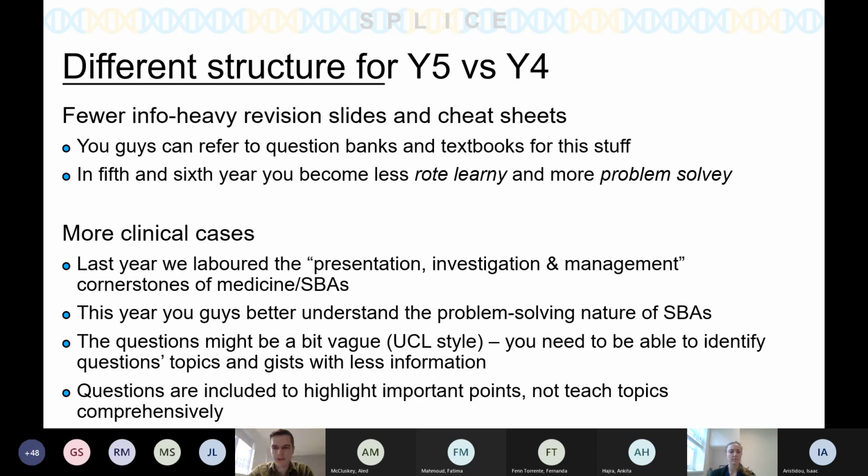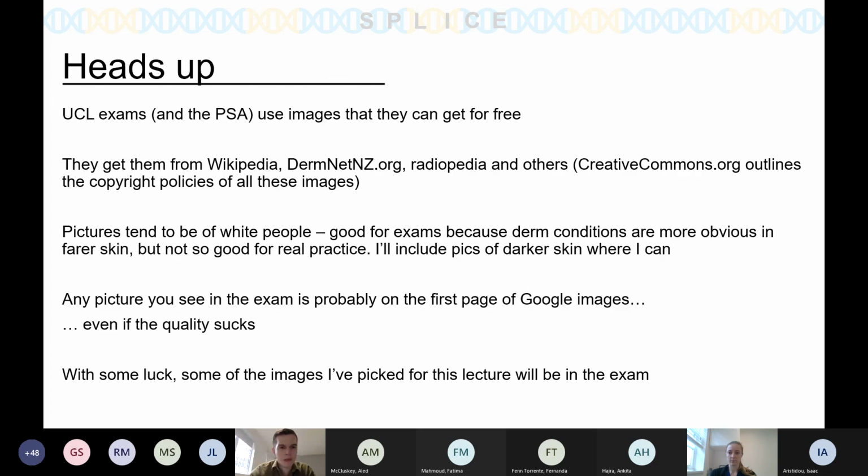And the SBAs are going to be sort of shorter in the vignettes this year as well, because that's how UCL do it, and it's frustrating, but we just think it'll help to prepare you guys for the exam this year. And then a note about the pictures as well, which is a bit of a funny one.